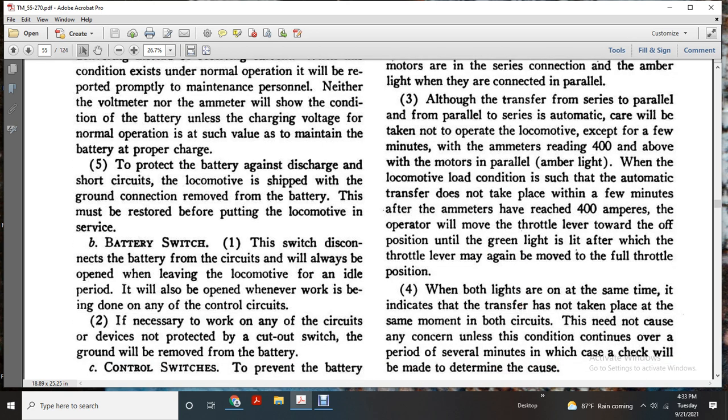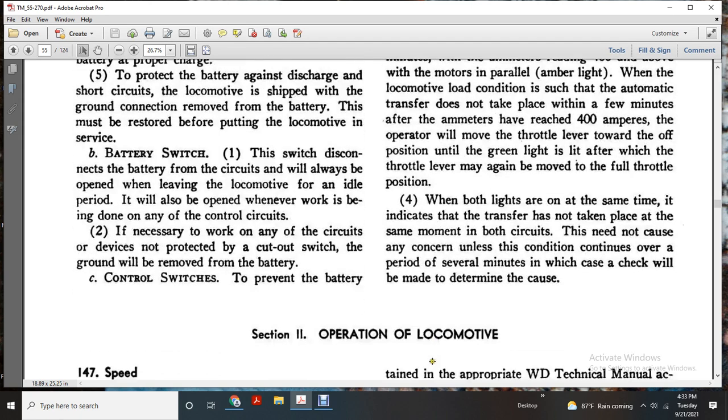With both lights on, the same type of indicator, the transfer is not taking place. For a moment this need not cause any concern unless the condition continues over a period of several minutes, in which case a check should be made to determine the cause.